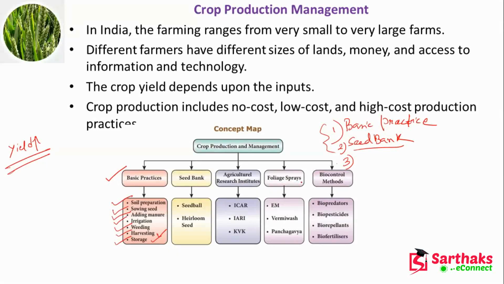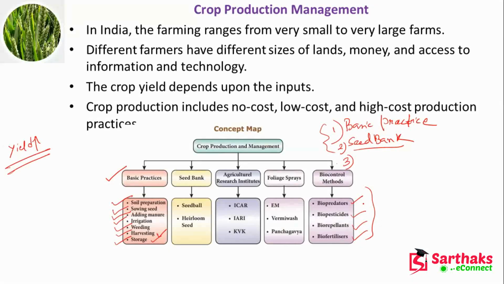Then foliage sprays. Here we are using some vermi wash. We are using different types of sprays here. Then biocontrol methods. Here biopredators, biopesticides, biorepellents, biofertilizers, all these things we have to use. So that means if the farmers are cultivating the crop, that is not enough. After cultivation and before cultivation also, there are so many things you have to do.